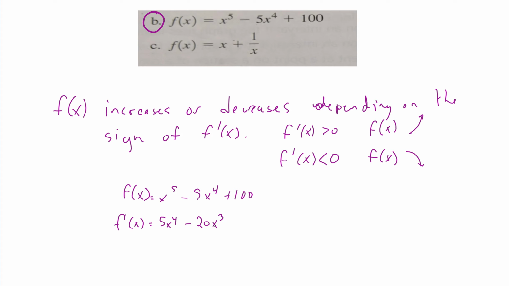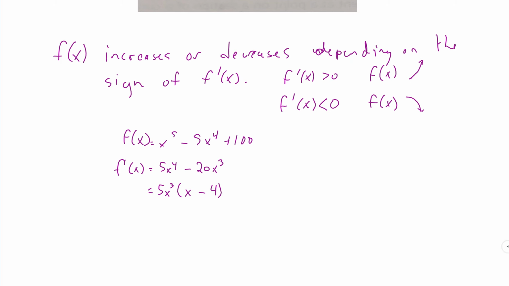Now looking at that, is there a greatest common factor that we could take out? Well, there's a factor of 5 and a factor of x to the power of 3. So 5x to the power of 4 divided by 5x to the power of 3 gives us just x, and 20x to the power of 3 divided by 5x to the power of 3 will give us 4. So this is our f prime of x. By plugging in numbers into this, we'll know if it's decreasing or increasing.